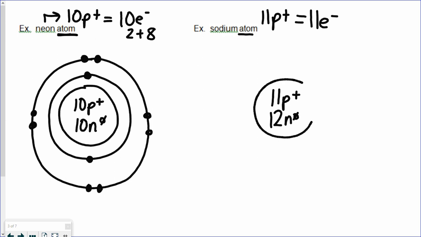So again, that represents our nucleus. Again, that adds up to 23 in total, which is our mass number. The mass of an electron is negligible. So representing 11 electrons. So 2 fit in the first shell.